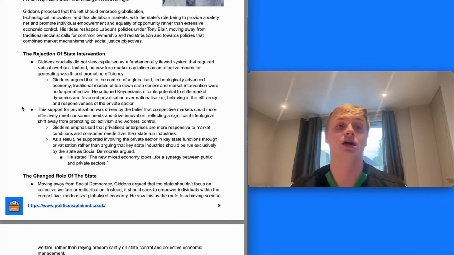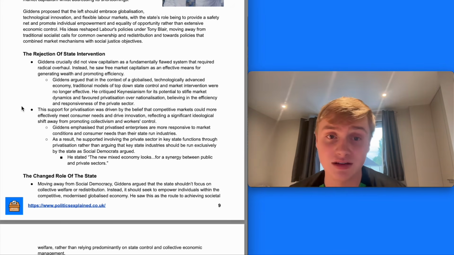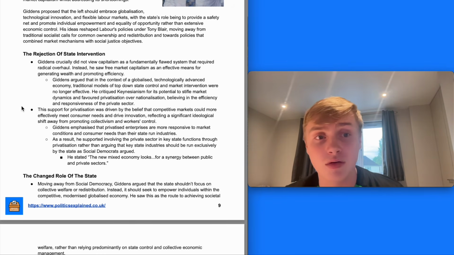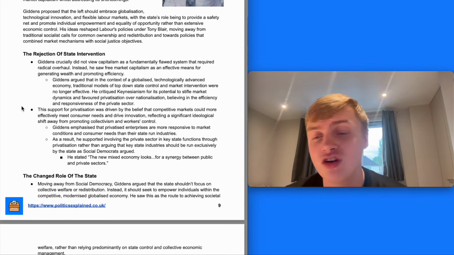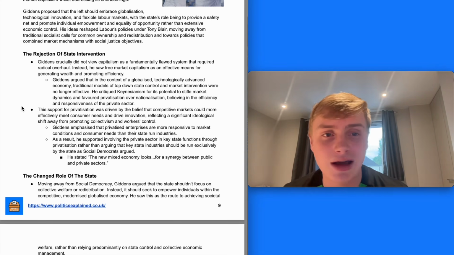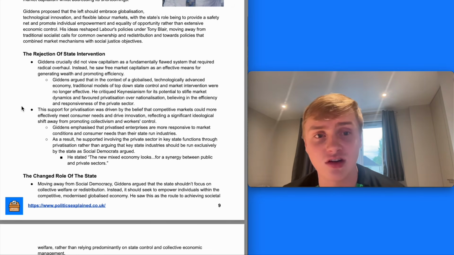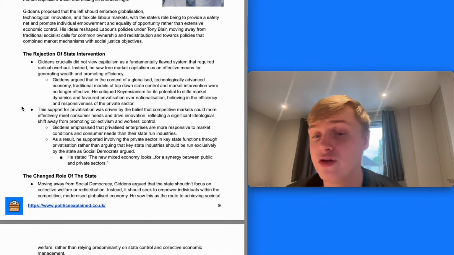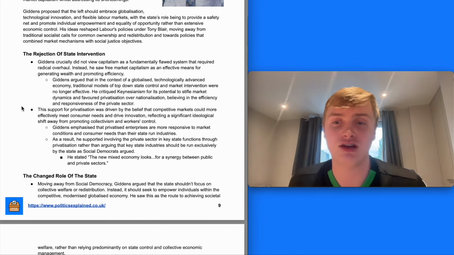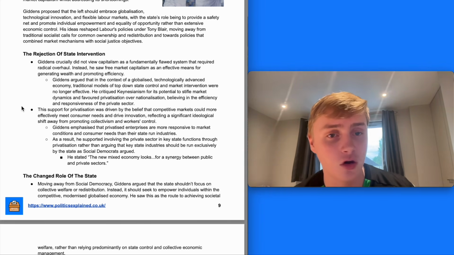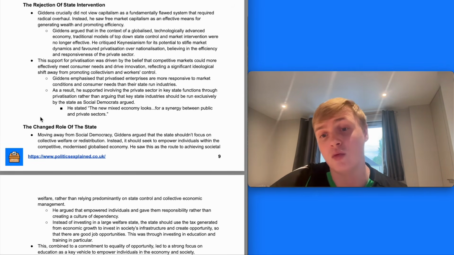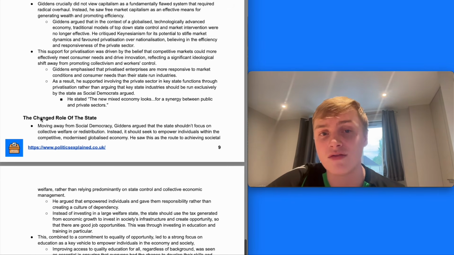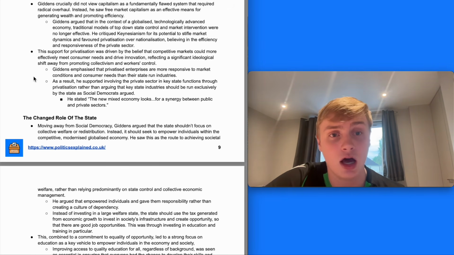Crucially, he rejected state intervention. He didn't view capitalism as fundamentally flawed and requiring radical overhaul. Instead, he saw it as an effective means of generating wealth and promoting efficiency. And he argued that in the globalised, technologically advanced economy, traditional models of top-down state control and management, such as Keynesianism, were no longer effective, and they produce inefficiencies rather than effectively managing the economy. As a result, he favoured privatisation, as he believed that competitive markets would more effectively meet consumer needs and drive innovation rather than state management of key industries.